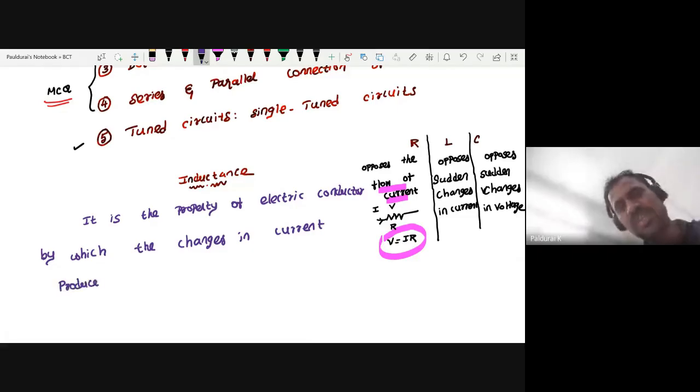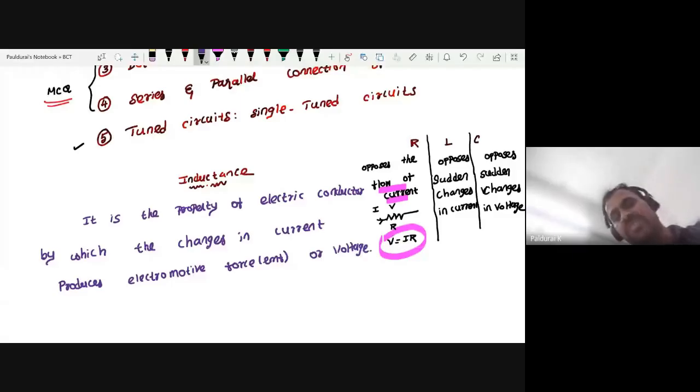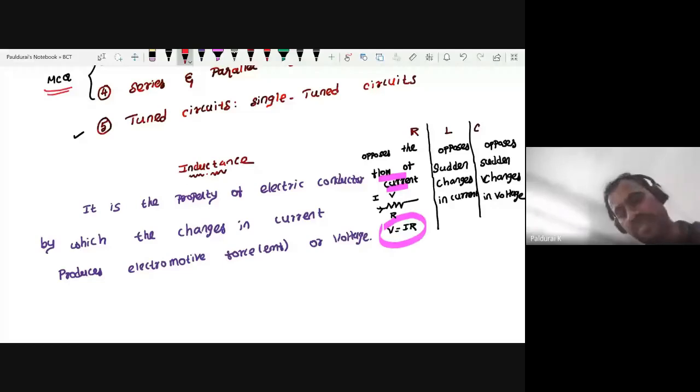By which the change in current produces a simple quantity, voltage, or otherwise called electromotive force, EMF. So this is the definition for inductance: because of the change in current, that current produces some voltage. How will you write this statement in terms of an equation?